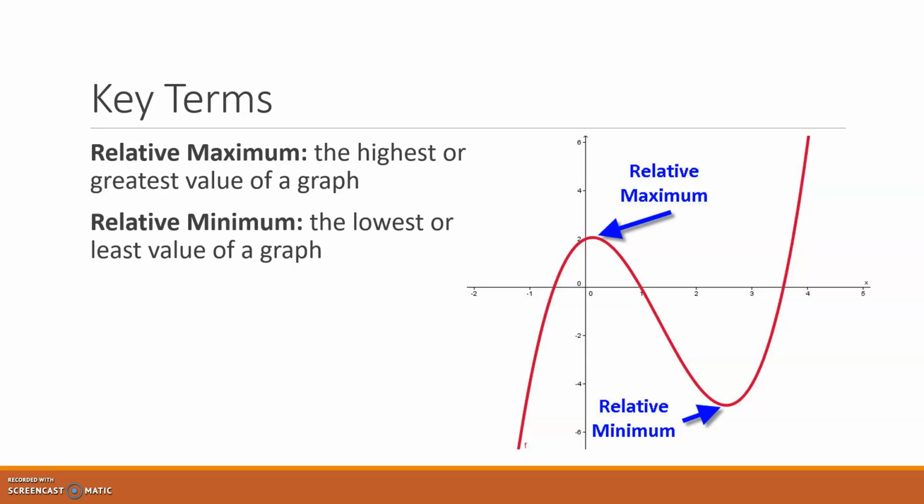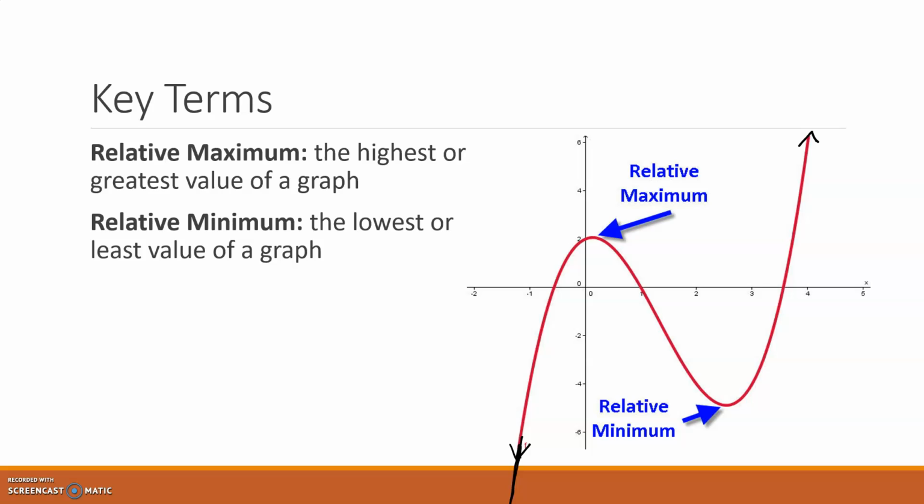All right, so some key terms that we do need to know are relative maximum and relative minimum. And these are just the highest or the greatest value of a graph or the lowest or least value of a graph. So you can see this graph technically would keep going forever and ever in either direction. So there's not one maximum or one minimum, because this graph right here is going to keep going further and further. And so it's never going to reach the lowest point.